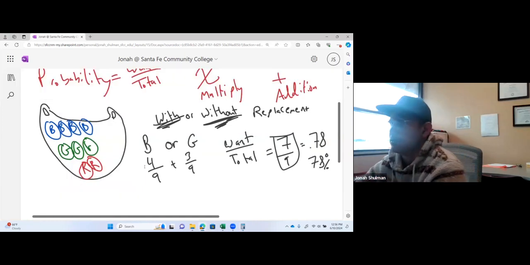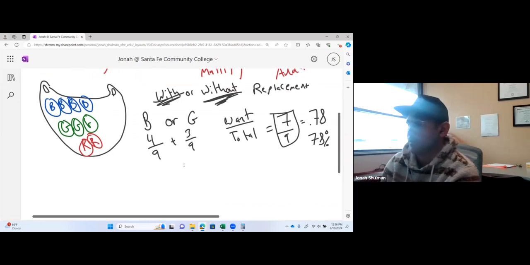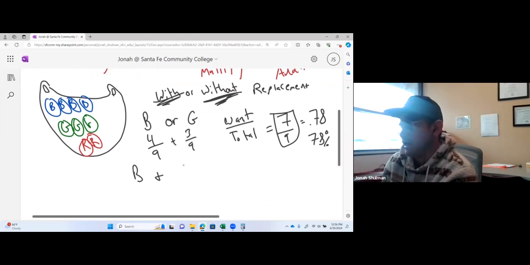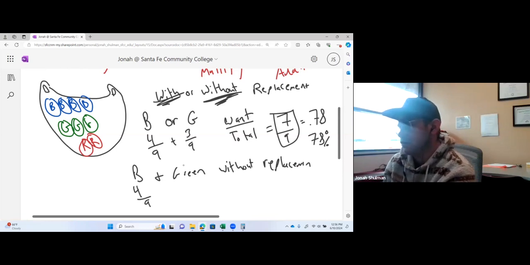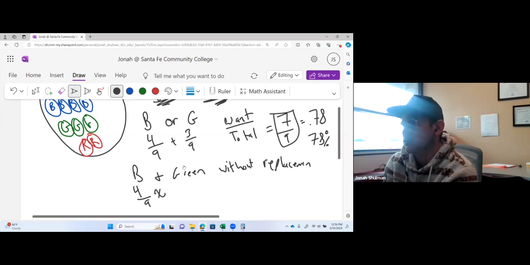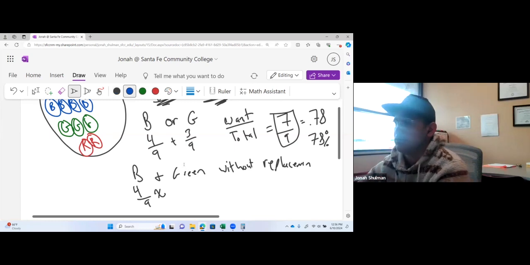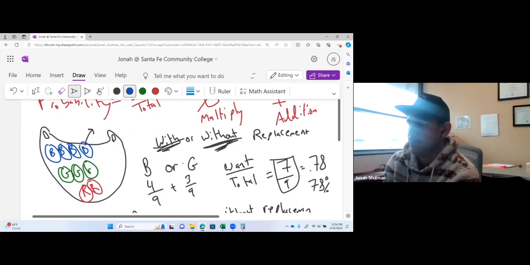Now let's say we wanted a blue and a green without replacement. Okay, so the blue, it's still 4 out of 9, right? Crazy. The word and, it's harder to do, so I have to multiply it. So I take the blue one out, right? The blue one is now gone. And we're not replacing it, so check it out.